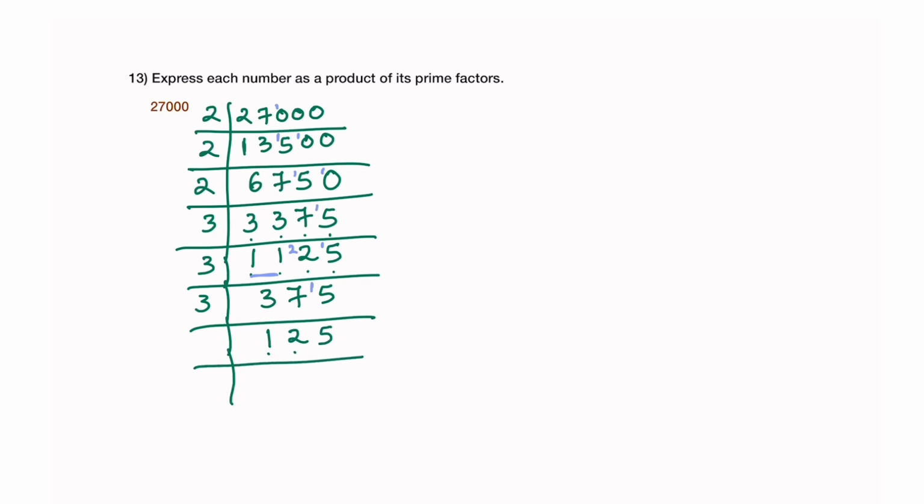1 plus 2 is 3. 3 plus 5 is 8. Not a multiple of 3. So we go to the next prime number, which is 5. And of course, it ends with 5, so it has to be divisible by 5. So we write 5 here.